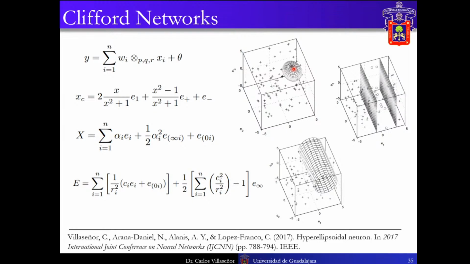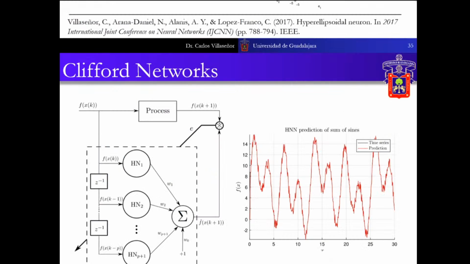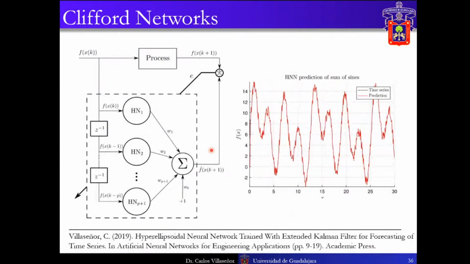And the good thing, or the strange thing, in this kind of neurons is that this neuron can be deformed to a pair of planes or a cylinder or things like that. Any quadratic surface, I can deform this hyperellipsoid to be that. So very interesting. I'm usually working with this kind of networks. I get this hyperellipsoidal neural network, and it just works very well for forecasting of time series.